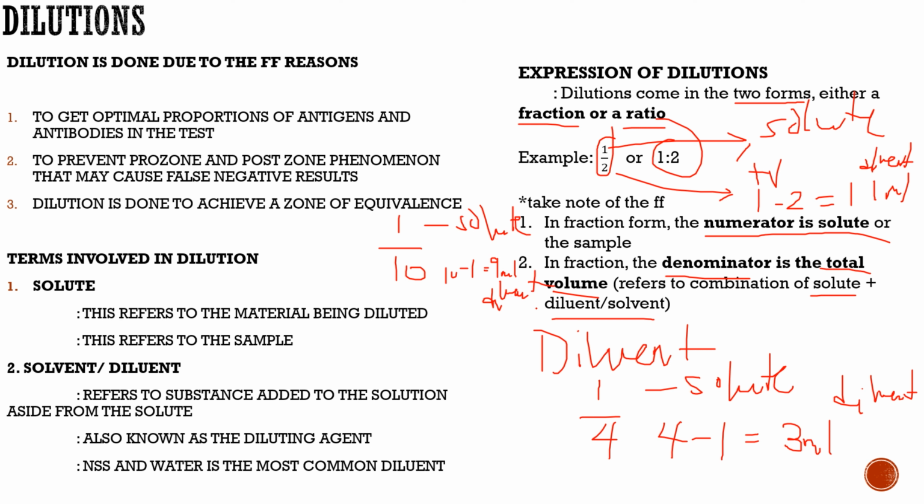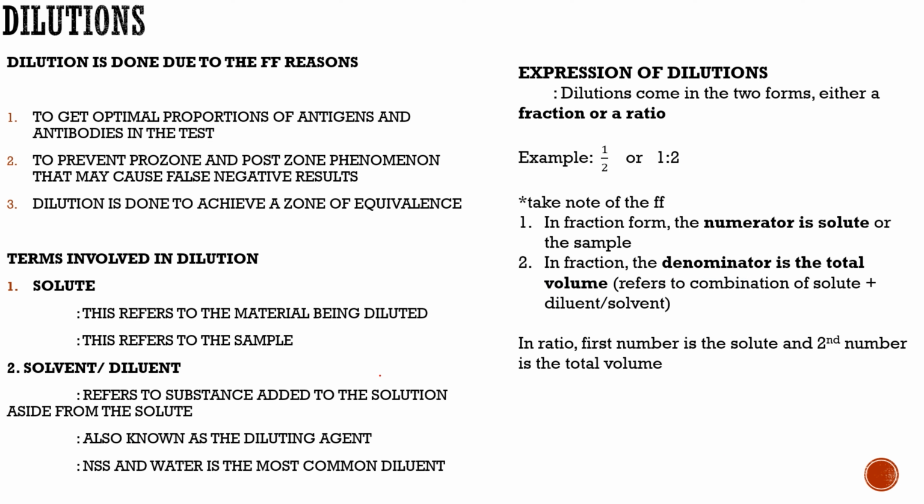So I hope you understood, class, how we got the total volume and the diluent. So always, your denominator is the total volume. For you to get the total diluent, or the number of diluent, just subtract the solute from the total volume. Now, in ratio, the first number is the solute and the second number is the total volume. So they are the same, class. The first number is the solute, and the second number is the total volume.